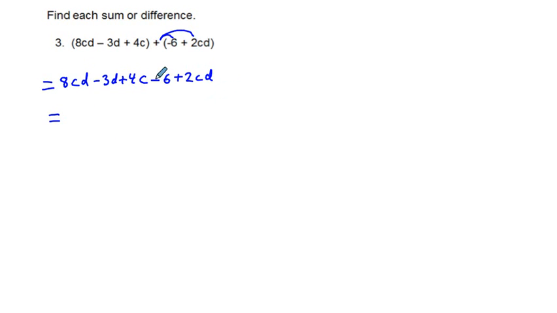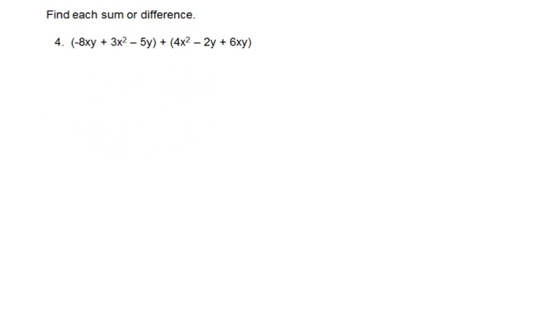And so in this expression now we have 5 terms, and we look for the like terms. We have CDs. I see we have 8 CDs here plus 2 CDs here, so that's going to be 10 CDs. And then we're going to have this plus 4C, then we have this minus 3D, and finally minus 6. So that's going to be our answer for problem number 3. Next odd number problem, 5.